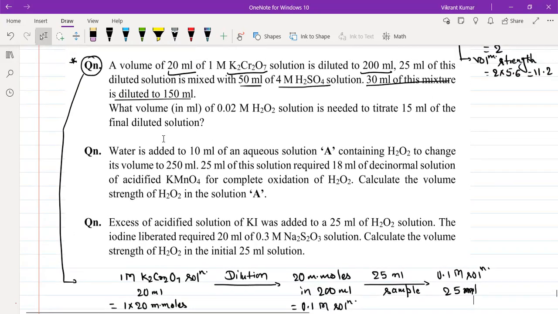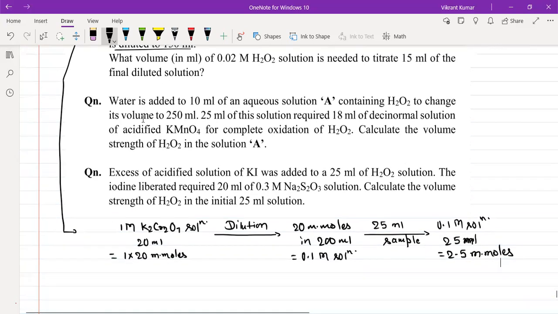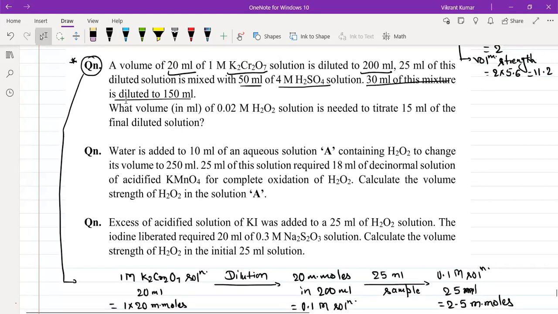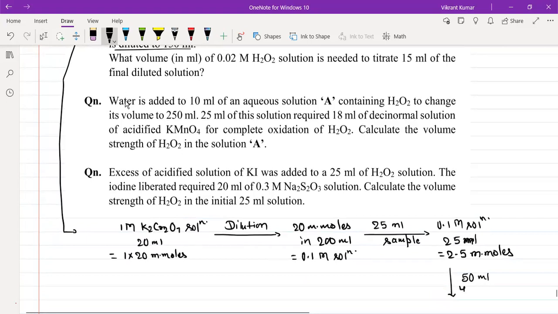Now, when you are mixing it, the volume is again changing. But if you are mixing it, the moles of K2Cr2O7 are not changing. And that's why we'll say it was having 2.5 millimoles. So it will remain 2.5 millimoles after mixing with 50 mL of 4M H2SO4 solution. After that also we'll have 2.5 millimoles of K2Cr2O7. Is it okay?